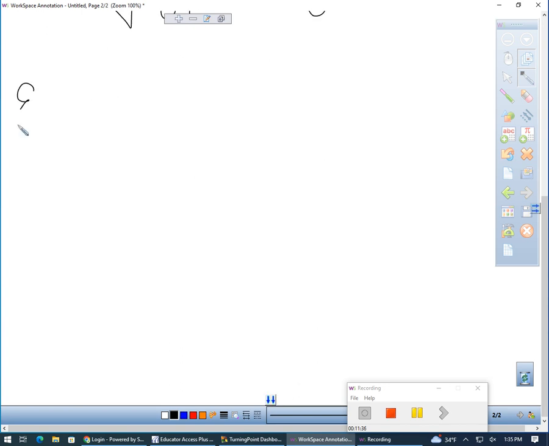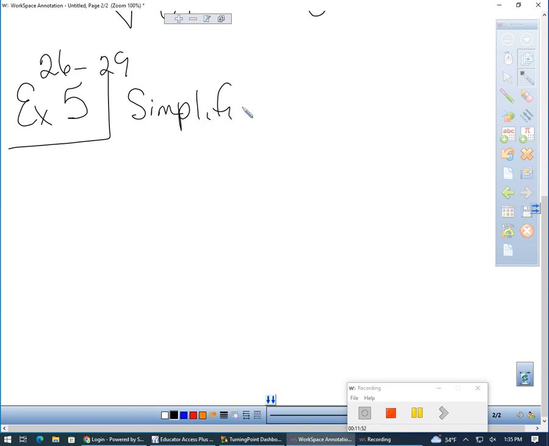Example number 5. 26 through 29. I'm going to ask that you simplify the radical.